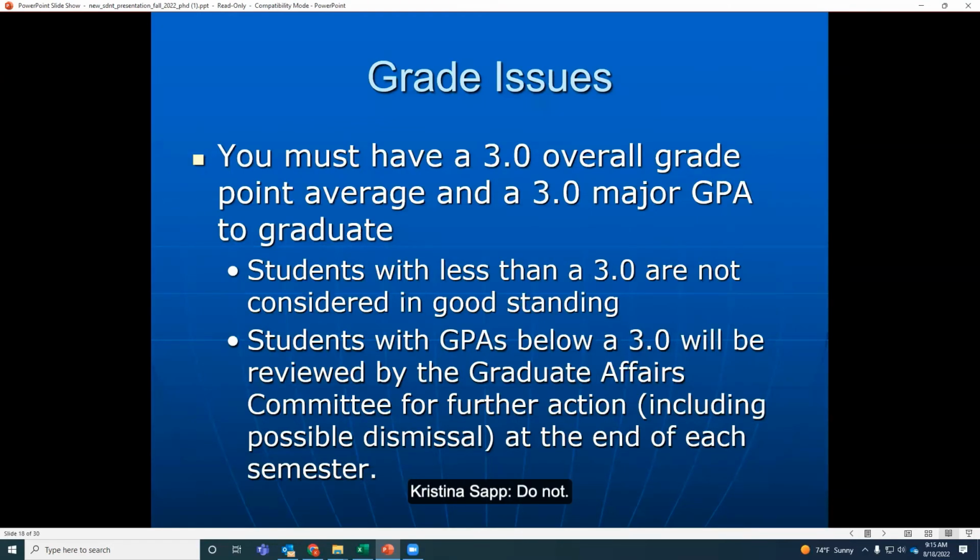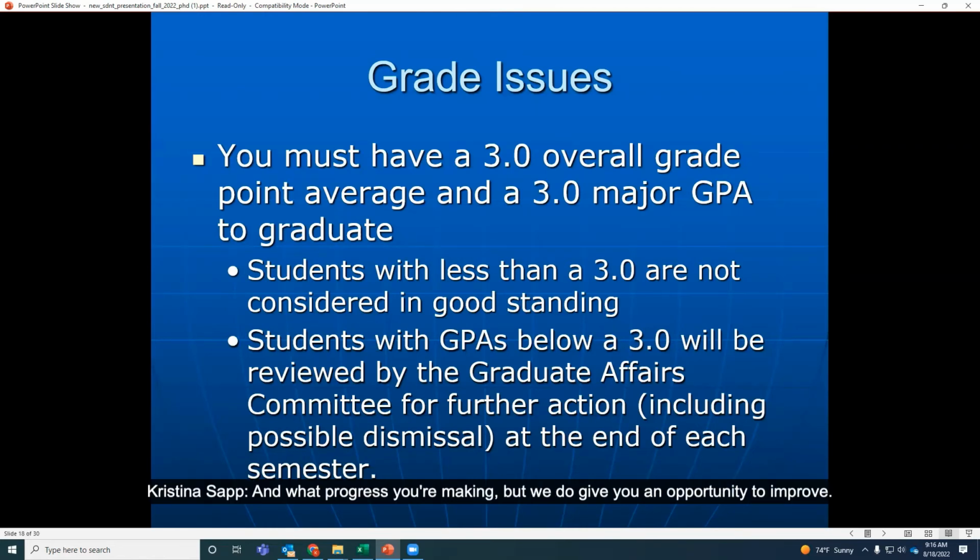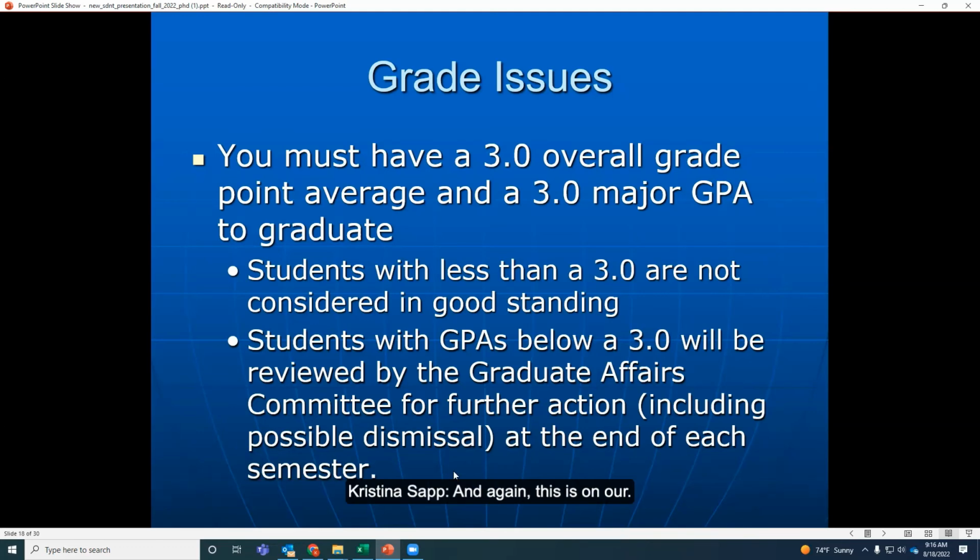We generally do not dismiss students, but it can jeopardize your funding. It can have some really very, very adverse effects. Things can happen to you, and you could be dismissed, depending upon your GPA and what progress you're making, but we do give you the opportunity to improve it. And again, this is on our website.